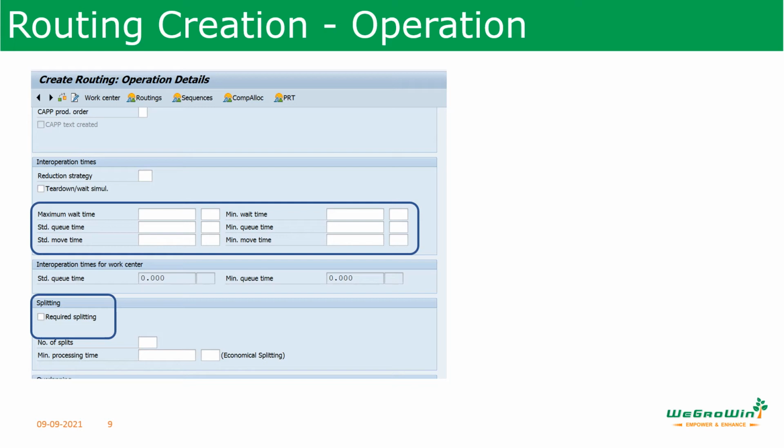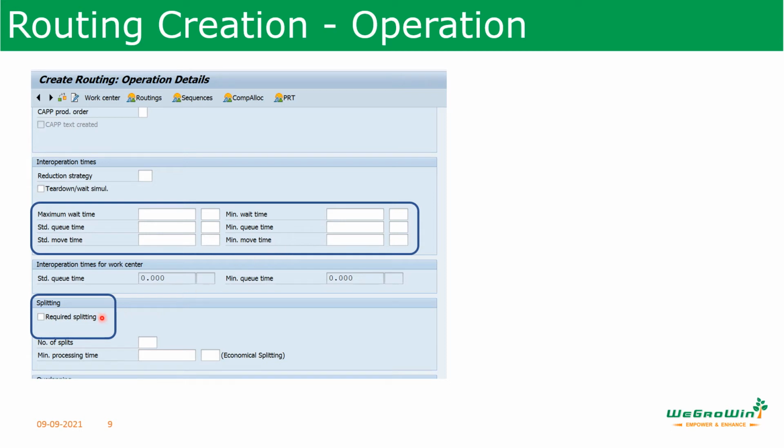Okay, when we scroll down the same page, we are in the same operation page, there are other details also there. For example, we have the inter-operation times, where we can enter the wait time, the queue time, the move time, all those details. Also, there is an option called splitting.